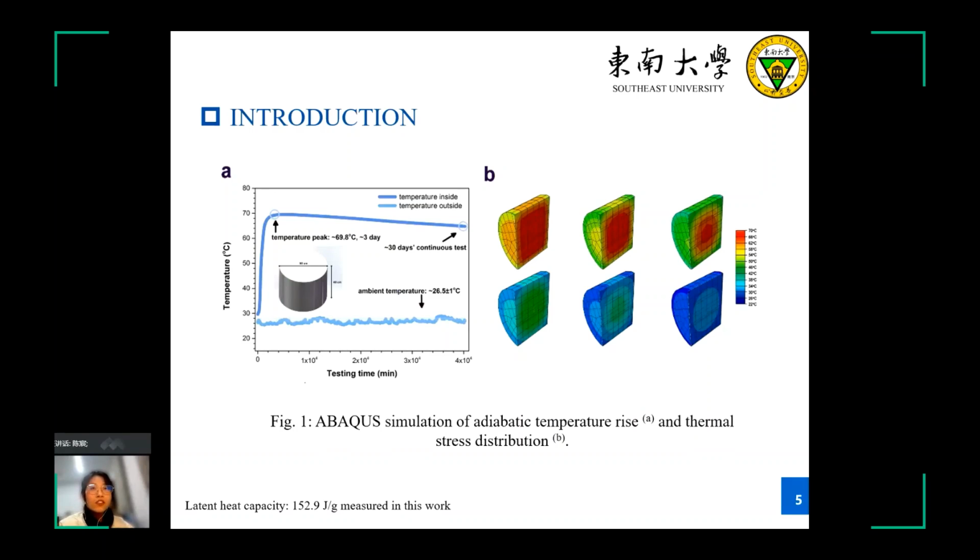The Abaqus simulations illustrated in figure 1 demonstrate the concrete adiabatic temperature rise and thermal stress distribution, in which the highest initial internal temperature is up to 70 degrees centigrade, and nearly 40 hours are needed to cool down completely. So, the proposed research of CSH-PG1000 is of importance and necessity in building material field.